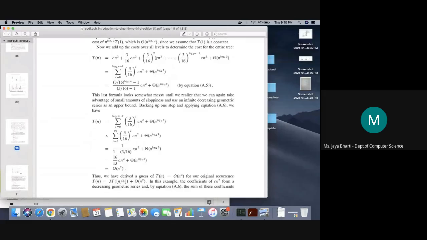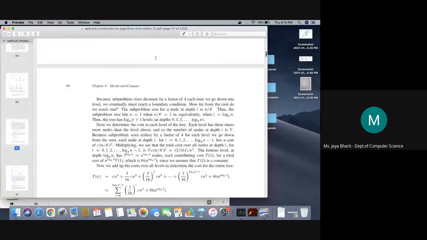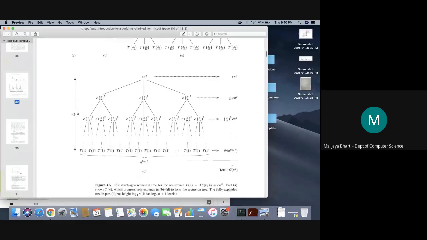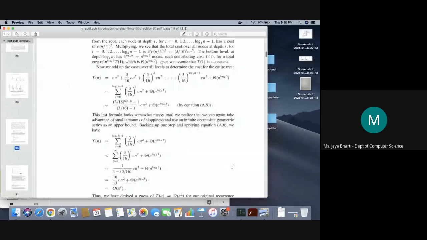Okay, so you will add the cost of each level. You can see here the cost of the first level, second level, third level, and the last level. You need to add the cost of each level to get the cost of the whole recursion tree. When you add all these, you are going to get an equation like this. After solving everything, you are going to get the equation like this.